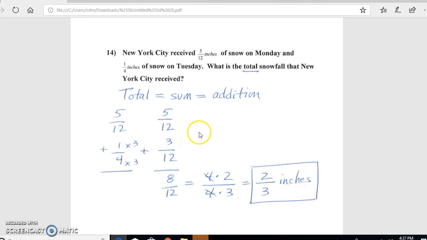Now, if you were to take 5/12 plus 1/4 on your calculator, using your fraction key, your calculator would automatically simplify your answer to 2/3 for you.